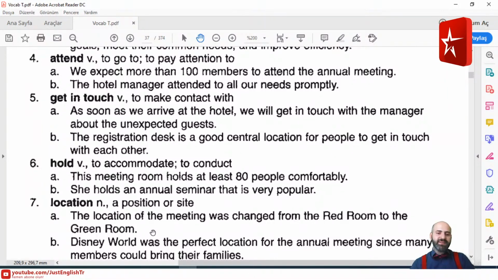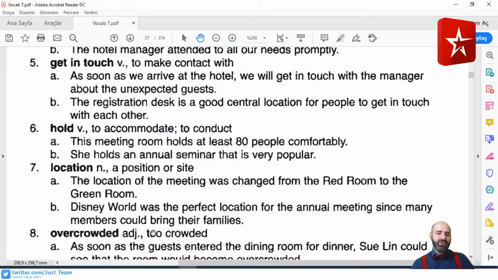Good. Sentence B says, Disney World was the perfect location for the annual meeting since many members could bring their families. Of course, if the members could bring their family, especially children, they love Disney World. Have you ever visited Disney World, guys? Have you ever visited Disney World? Oh, Sibel went to Disneyland. That's amazing. Which one? France? US?